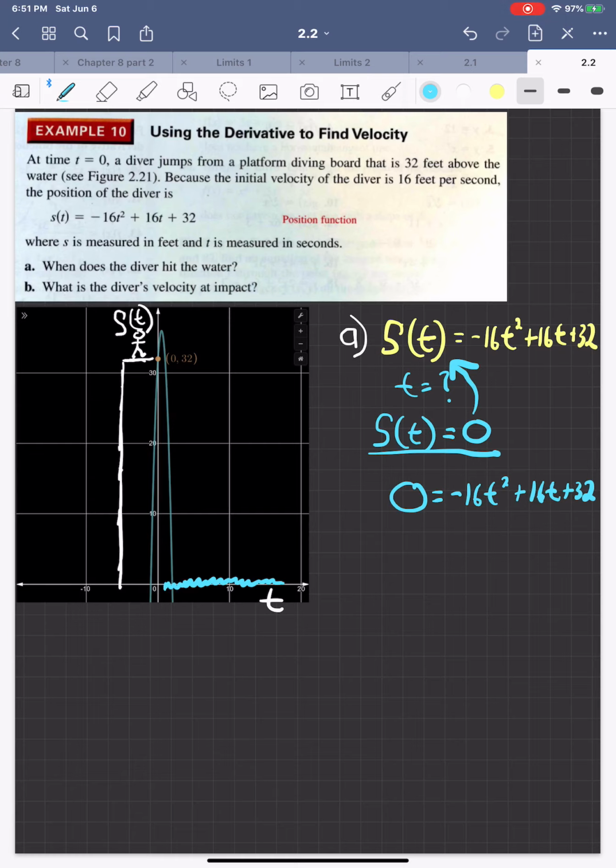We're going to hope that this factors, but if it does not factor, it's a quadratic, so you could use your quadratic formula if need be. The good news is this does factor. In this case, we would factor out a negative 16. That will leave me with t squared minus t minus 2. And t squared minus t minus 2, we can factor a little bit more. So that would be negative 16 times t plus 1 times t minus 2.